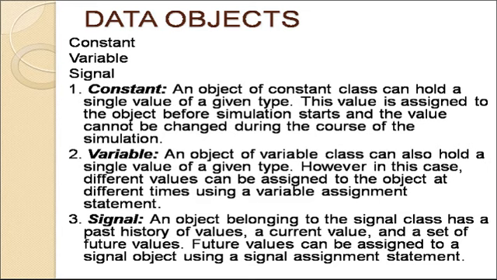Similarly, the third category of data object is the signal. A signal is also holding a single value, but quite obvious, for a signal this value may include the past values available on that signal, the current value of the signal, and the future values which may be assigned to that signal. The future values are assigned to the signal with the help of a signal assignment statement.